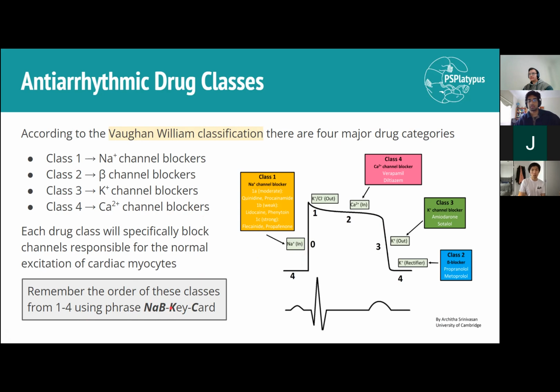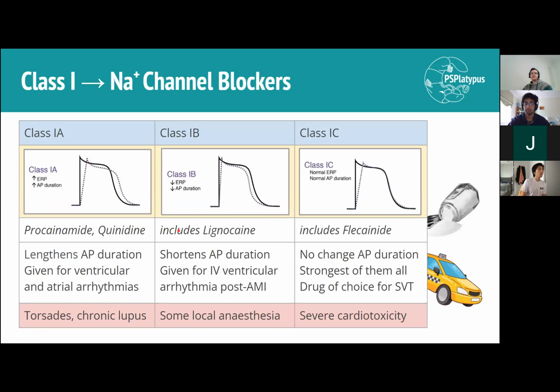Class 3 will be the potassium, and then class 4 is calcium. Hope that helps. If not, there's always other mnemonics to use, or you don't need to use mnemonics at all. But there we go. Now let's go into each of the classes.